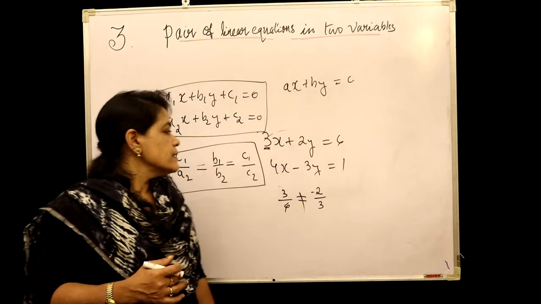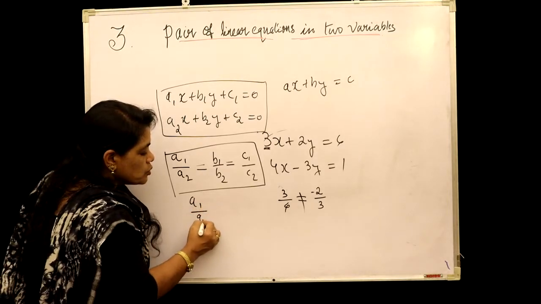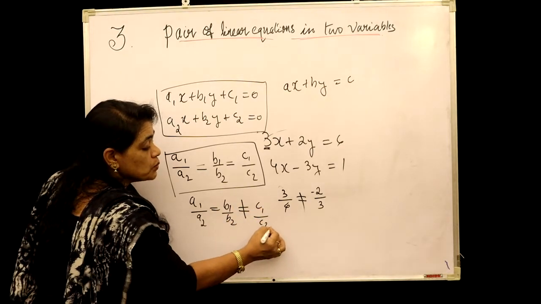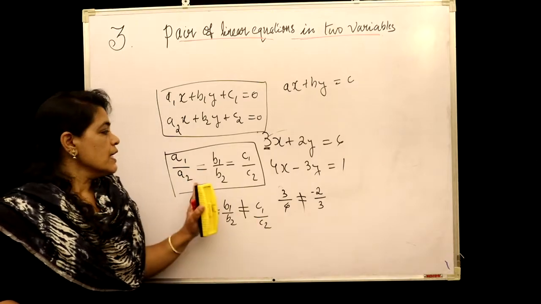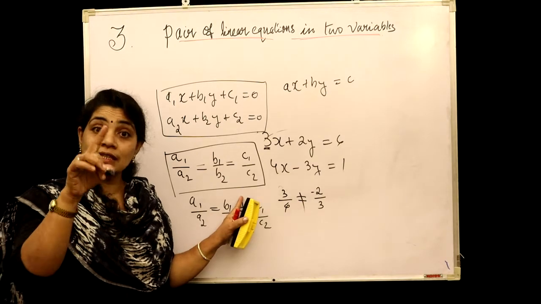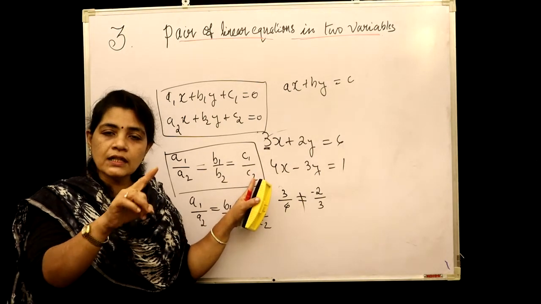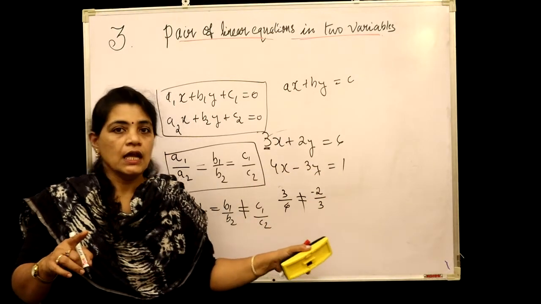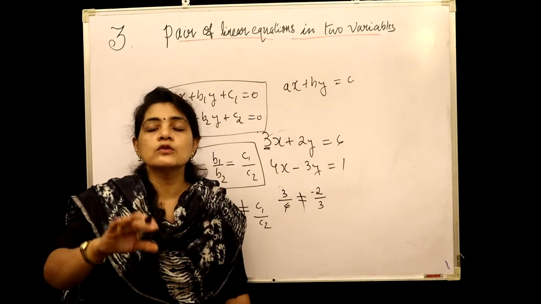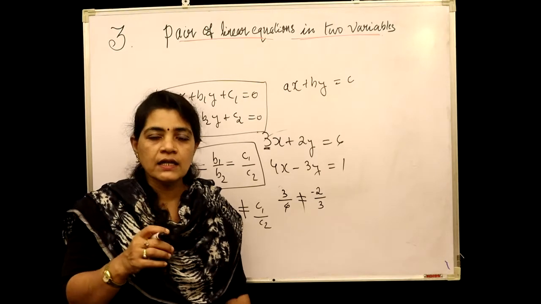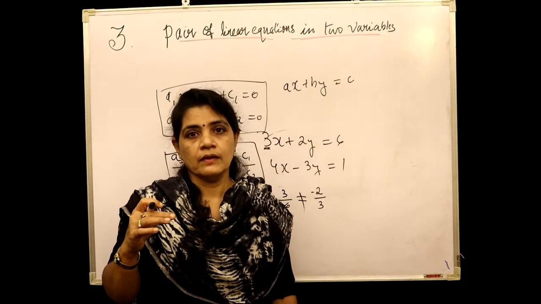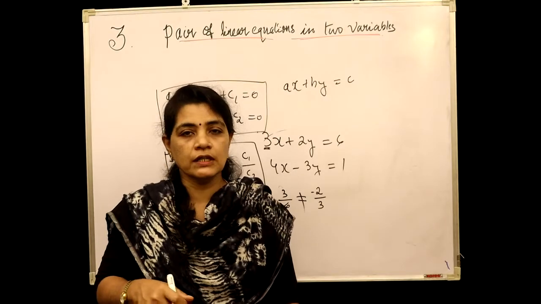In some cases, a1 by a2 equals b1 by b2 but is not equal to c1 by c2. After getting a1 by a2 equal to b1 by b2, you look into the third ratio. If it is again the same, it will have infinitely many solutions. If the third ratio differs from the first and second, it will have no solutions. You cannot find values of x and y satisfying both the first and second equations. Only then will it become a solution, as I said already.